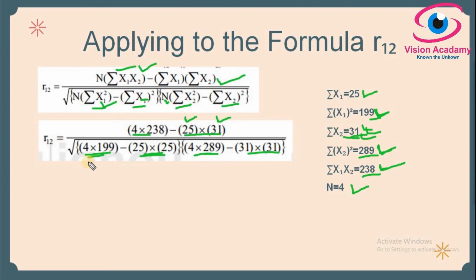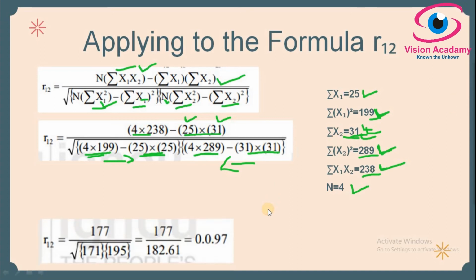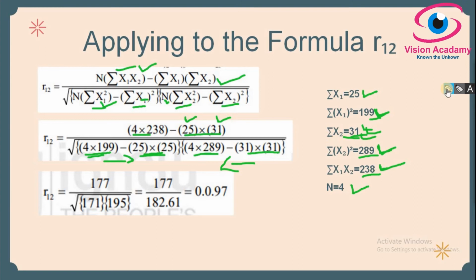Then in the denominator, we will again multiply the value remaining here by the value remaining here, and from the ultimate value we will take the root. So when we go to further calculation, 4 into 199 minus 25 into 25 is 177. And 4 into 289 minus 31 into 31 will be 195.